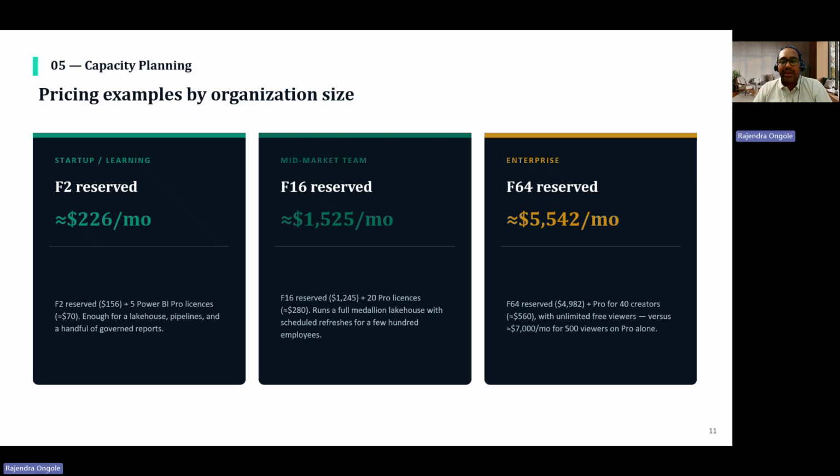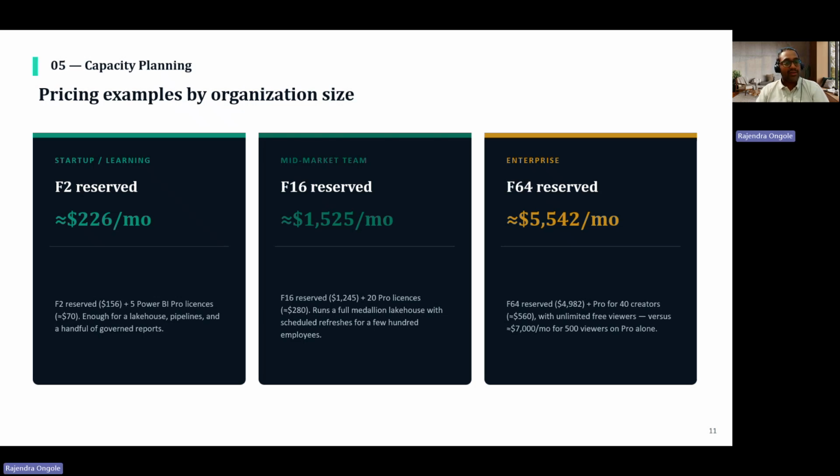So, pricing examples by organization: a startup with F2 reserved is $226 per month. Then mid-range, mid-market companies, where you can see the differentiation as well: F2 reserved 156 plus 5 Pro licenses required. F16 reserved, and you can see the charges, plus 20 Pro licenses. Each Pro license is around $15 per month per user. We can multiply it, so that we can build a full Medallion architecture and build the lakehouse, refreshes will work, and you can share the reports as well.